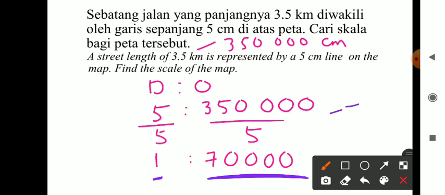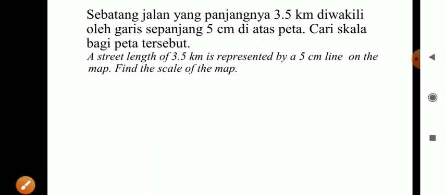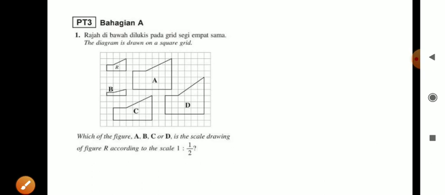Another cm, another 70,000. Another cm, another 70,000. Okay, cm to kilometer is only berapa? I don't know. Okay, you can start.